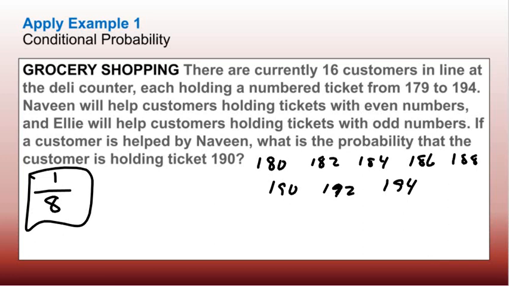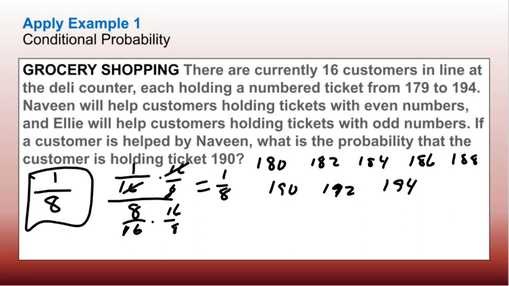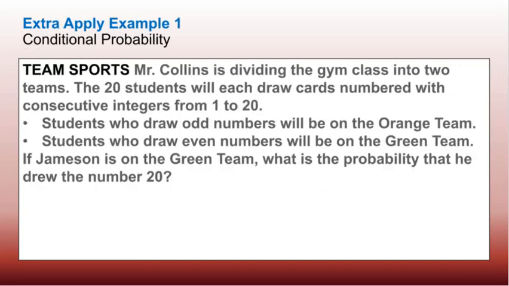If you were to use the formula, it's given that Naveen is helping. So 8 out of the 16 are helped by Naveen. Now, out of those numbers, only 1 out of the 16 is actually 190. Now, if I multiply this by 16 over 8, there you get your 1/8. But think of it the way I originally stated it, that might be a lot easier for you to come up with the solution.